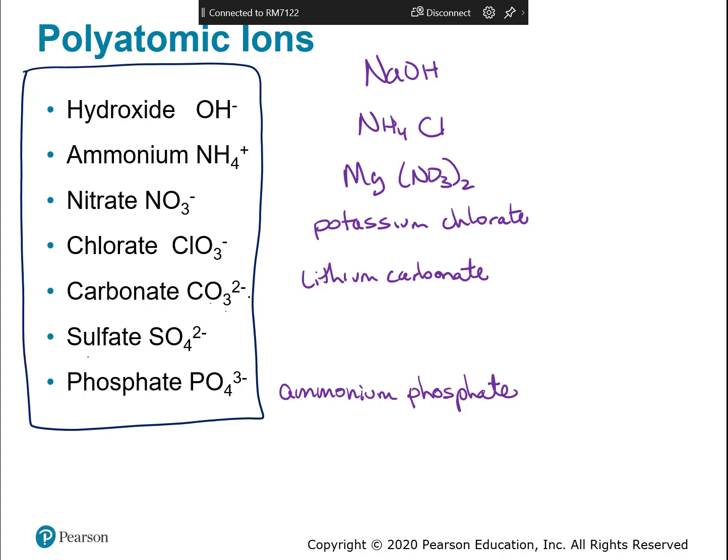Sulfate is an SO4, 1 sulfur, 4 oxygens, and collectively they have 2 extra electrons, and so that's why it's got a -2 charge. And the phosphate has the highest charge of all of the polyatomics. It has 1 phosphorus, 4 oxygens with a -3 charge.